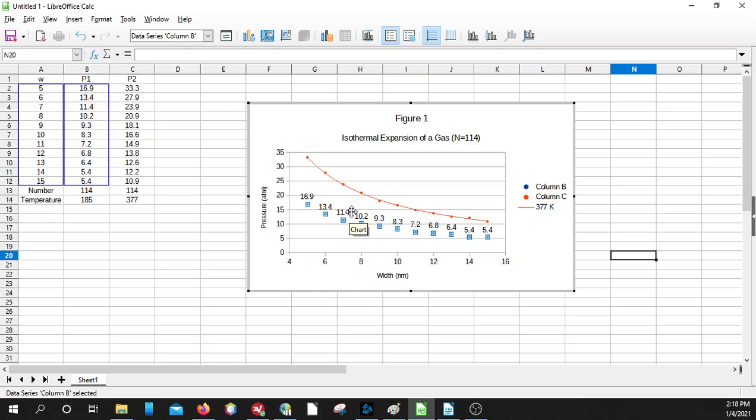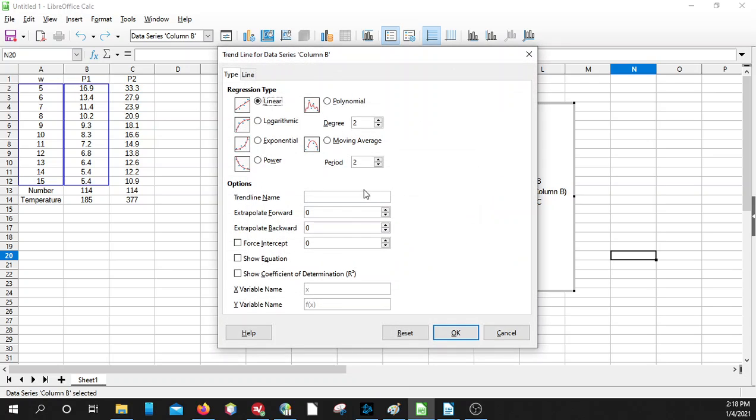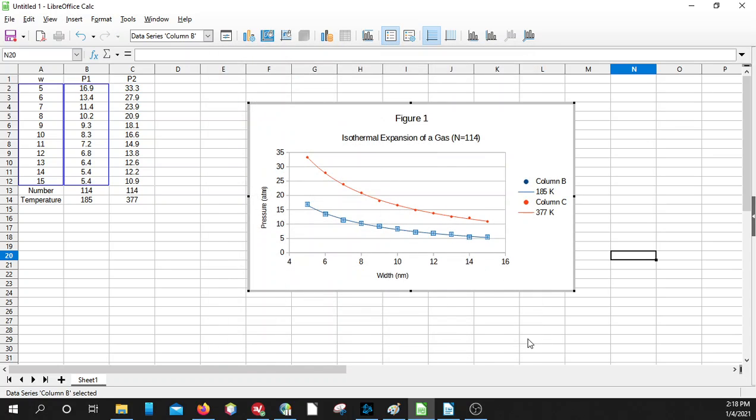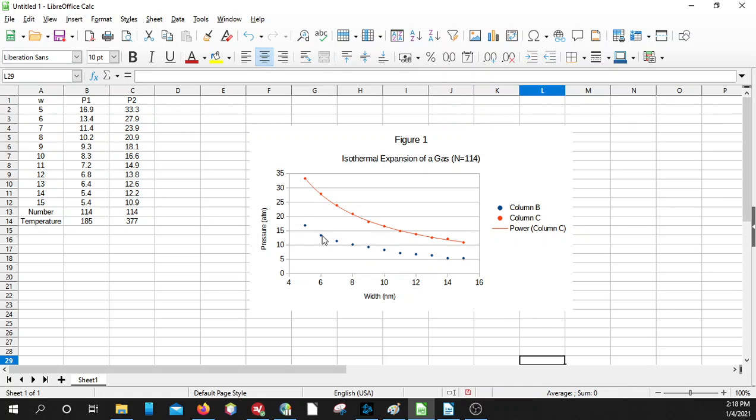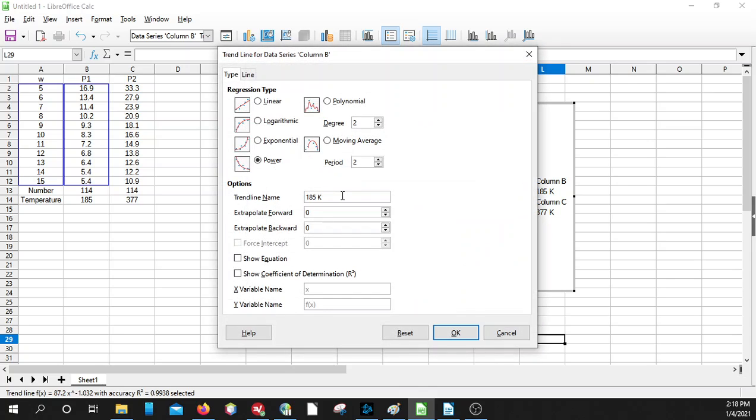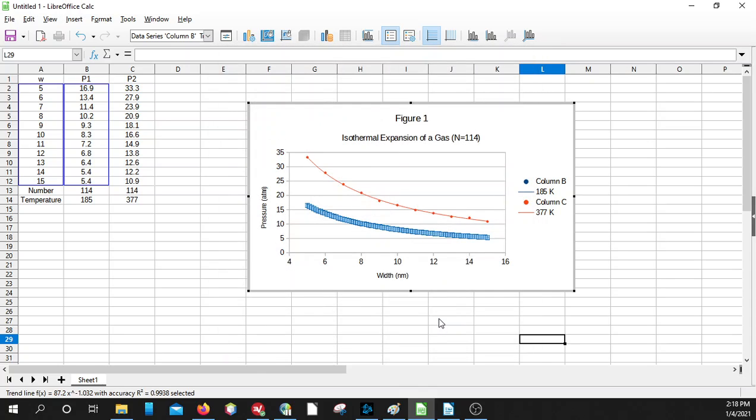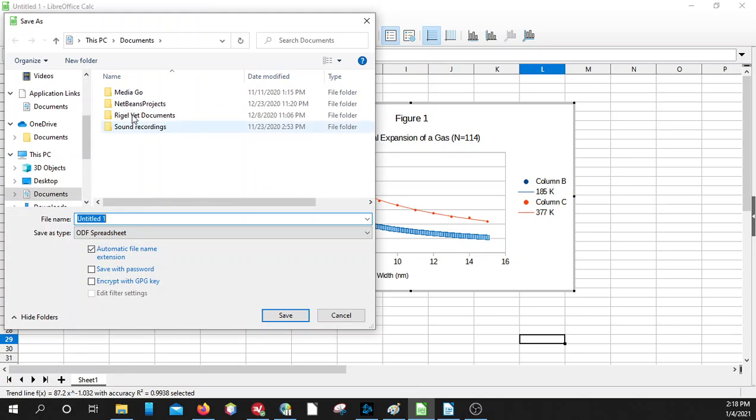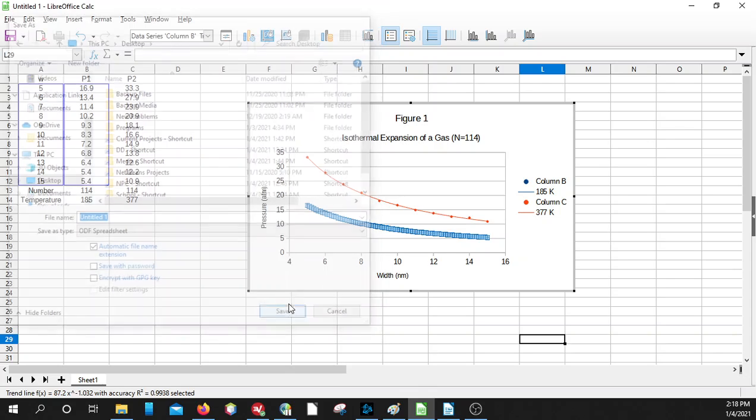Okay. Hopefully that worked. I didn't want to do that. So I'm going to insert a trend line for this one as well. And again, I'm not going to forget this time. This was at a temperature of 185K and power. And it did it again. Click OK. Okay, so now it's looking good. Hopefully it won't do what it did again. I can save it. Just do that. Okay.